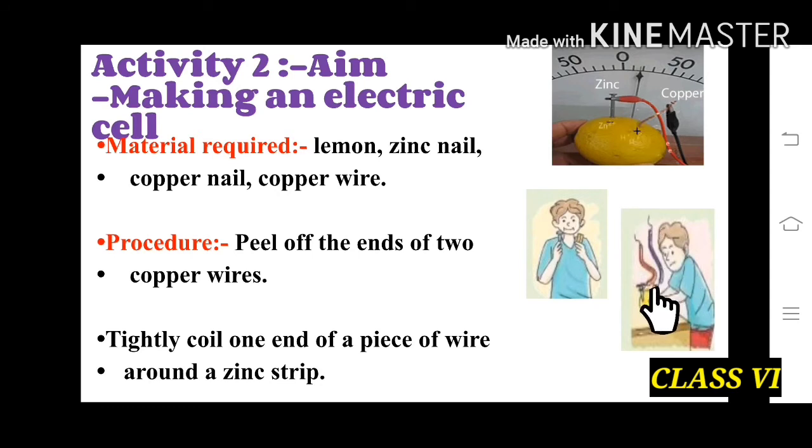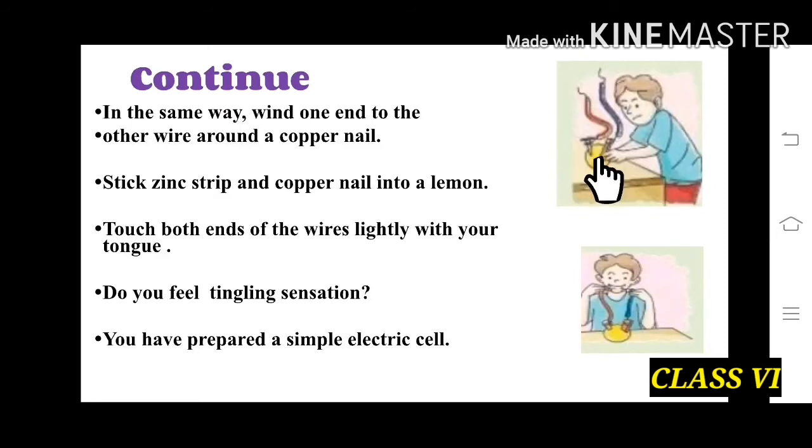Then he will tightly coil one end of the wire around a zinc strip. In this picture you can see that the boy winds one end of the other wire around a copper nail. Then you have to stick the zinc strip and the copper nail into the lemon.